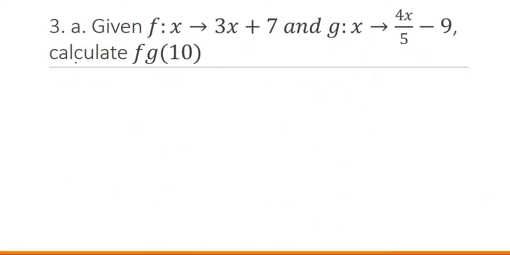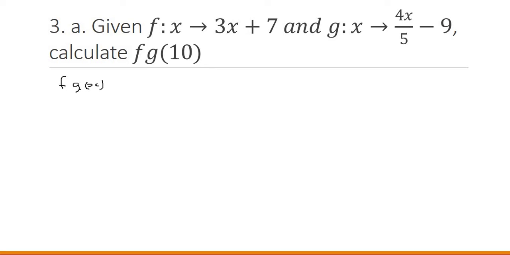Question number 3, part A. Given f of x maps onto 3x plus 7 and g of x maps onto 4x over 5 minus 9, calculate the value of f of g of 10. Now, before we can determine f of g of 10, we need to determine the composite function f of g of x.